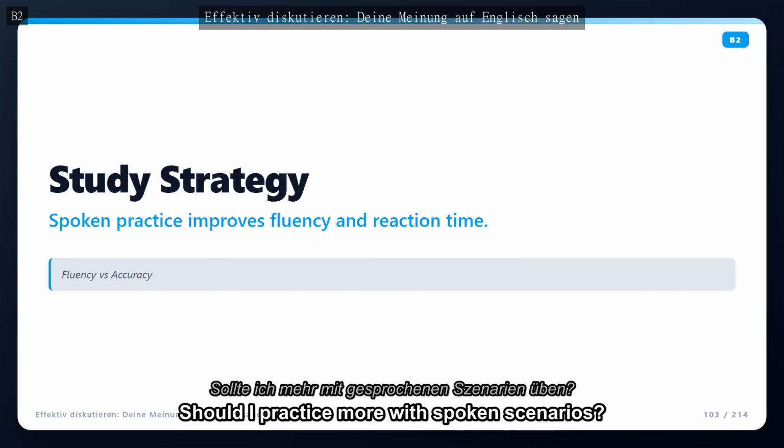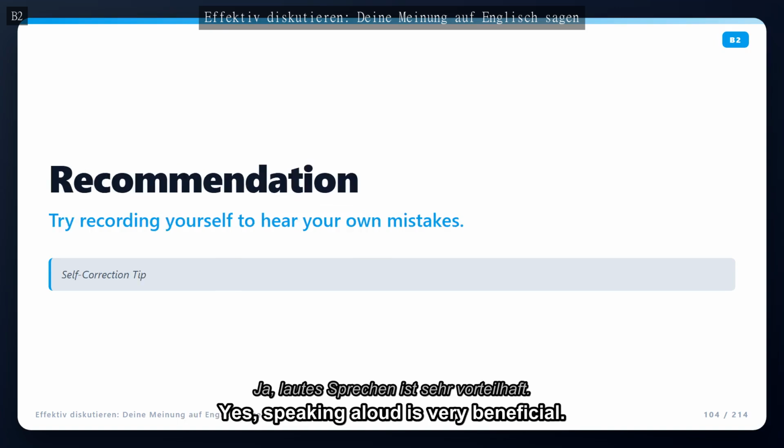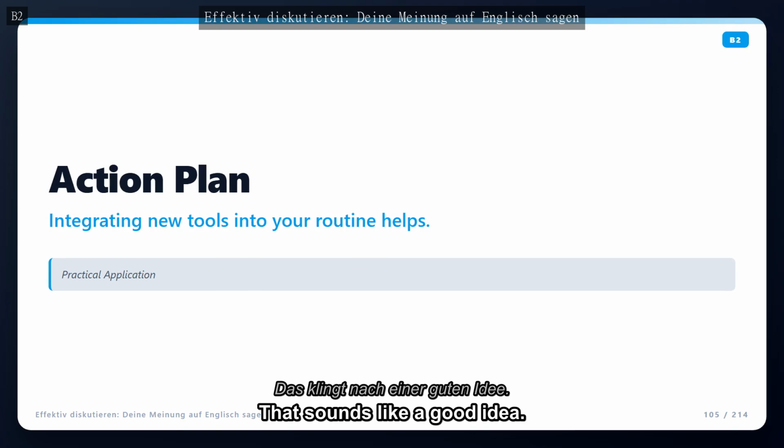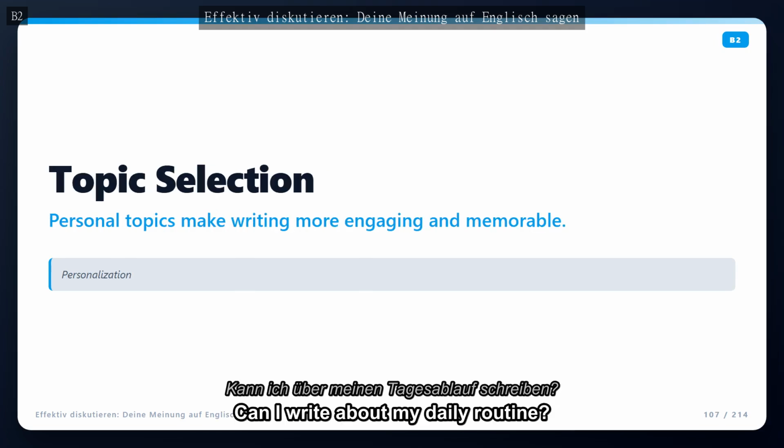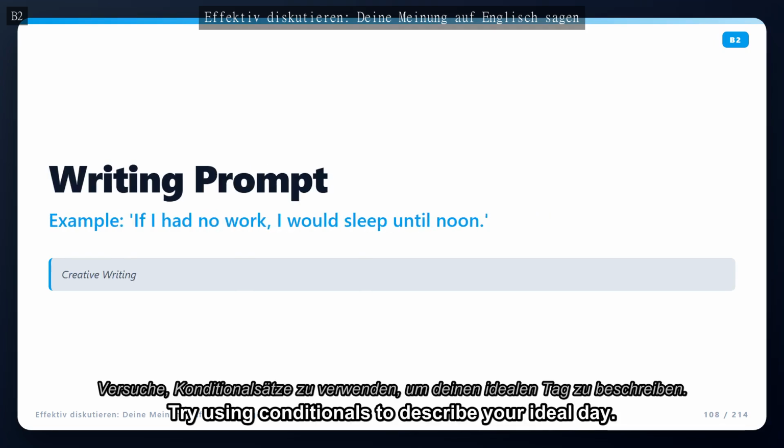Should I practice more with spoken scenarios? Yes, speaking aloud is very beneficial. That sounds like a good idea. Let's move on to some written exercises. Can I write about my daily routine? Try using conditionals to describe your ideal day.